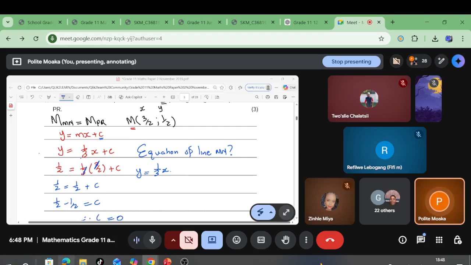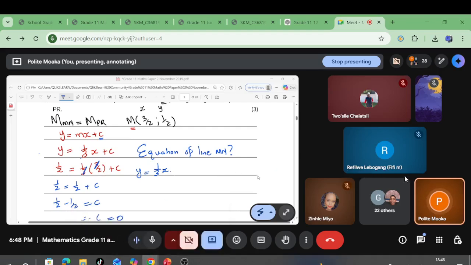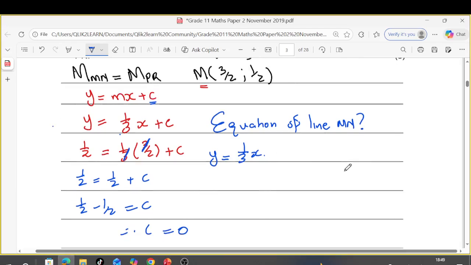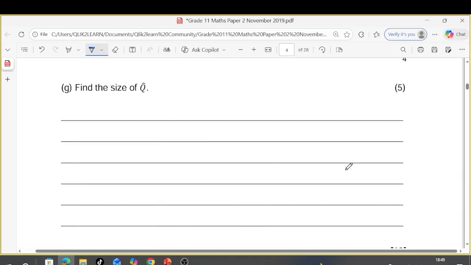So let's continue now. Do you guys have any question on this one? Are you all happy? Do you guys have any questions? Okay. Thank you for the reactions. I see that you understand. And that's it. We collected 3 marks on this one.